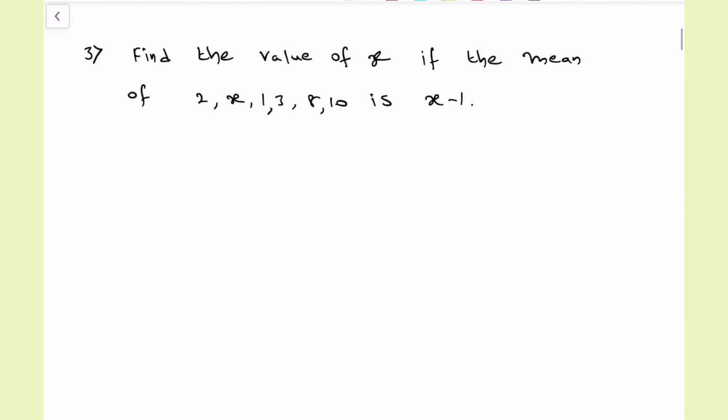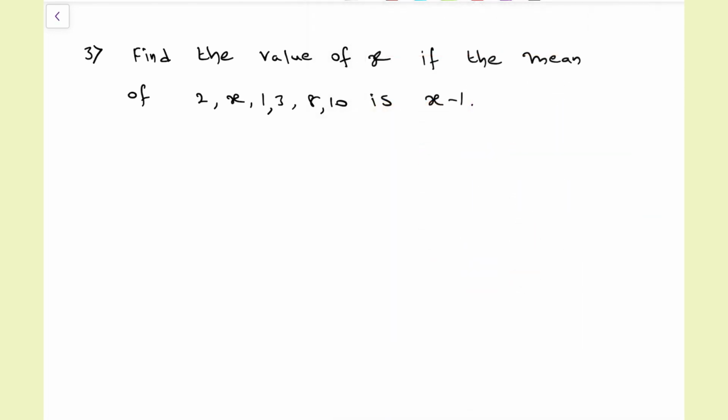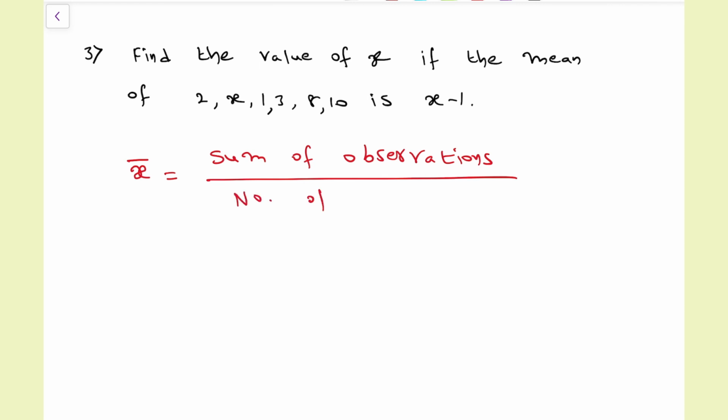Question number 3. Find the value of x if the mean of 2, x, 1, 3, 8, 10 is x minus 1. So mean will be represented with x bar. So mean equals sum of observations by number of observations. That is equal to sum of observations.